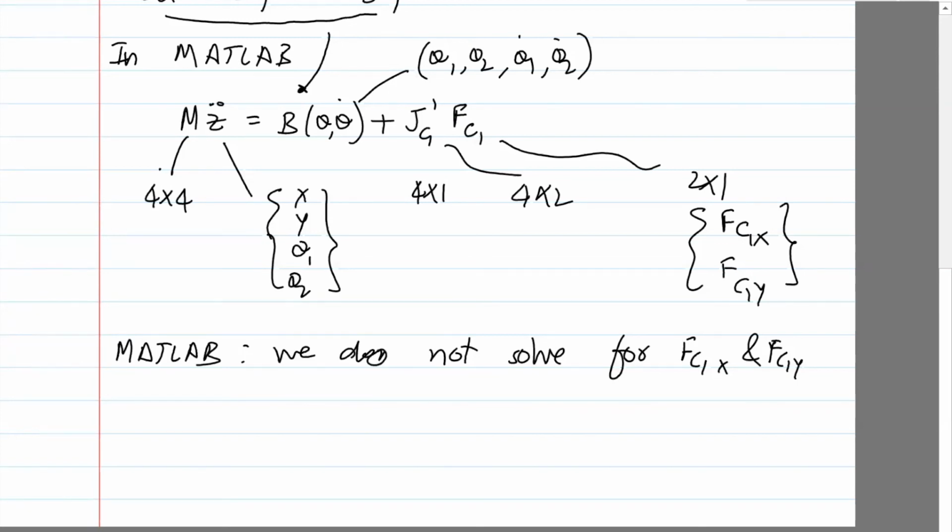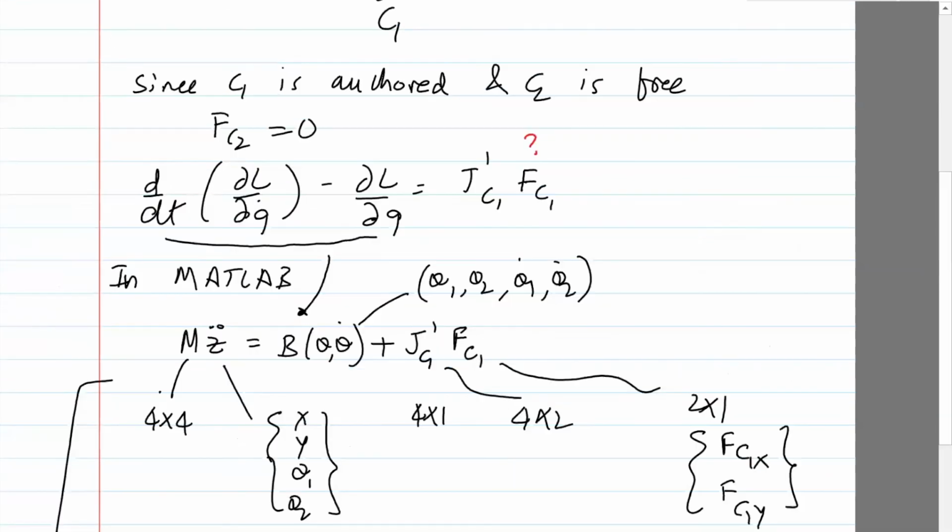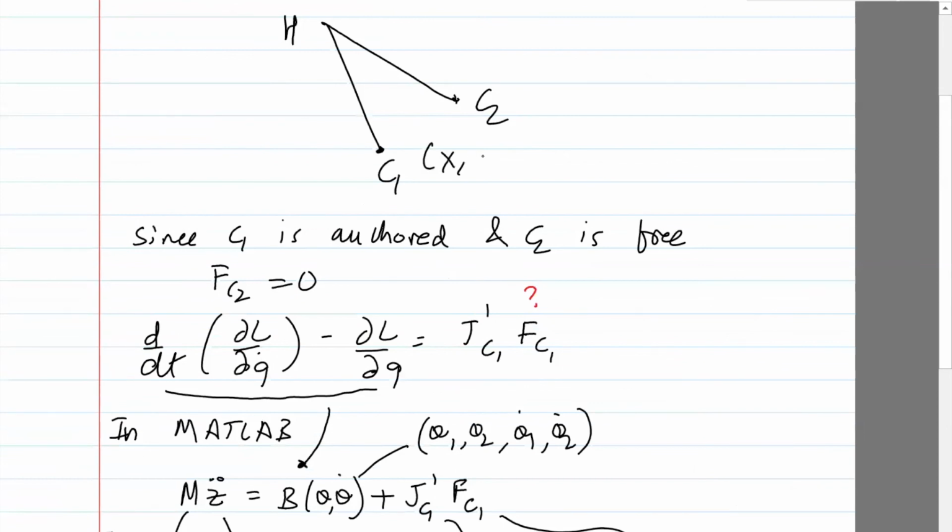What happens is, and I'll do the simplification in MATLAB, we simplify this to just a 2 by 2 system, such as A times theta 1 double dot, theta 2 double dot equals B, just like we did for the double pendulum. What helps us do that is, if you notice, this point here is x comma y. This point is anchored, so it doesn't move. And so we will have x double dot equal to y double dot equals 0. We know that for a fact.